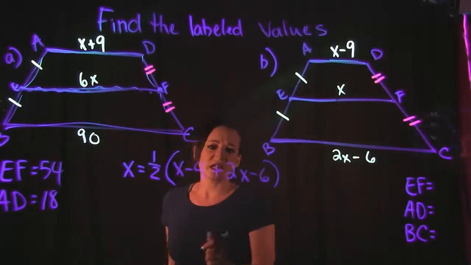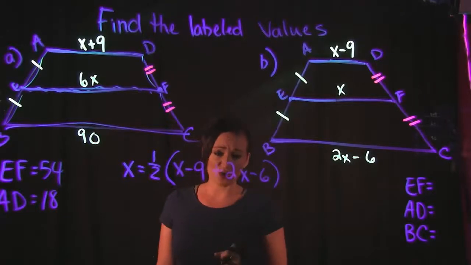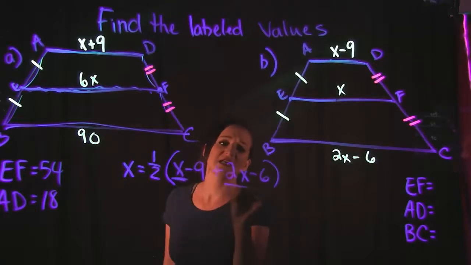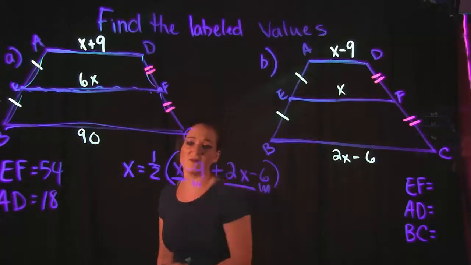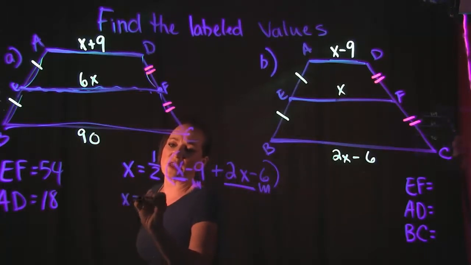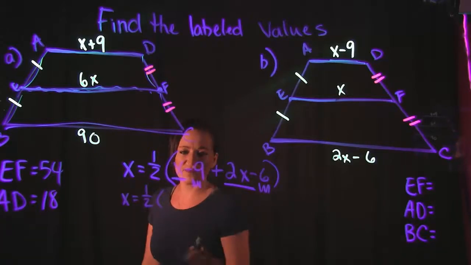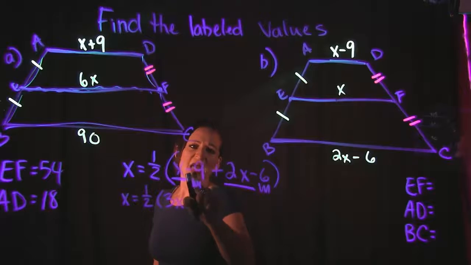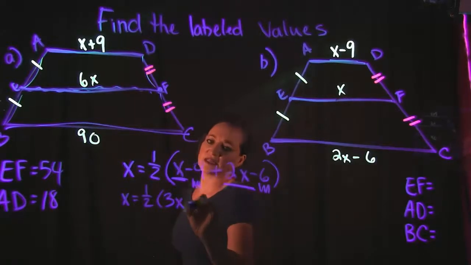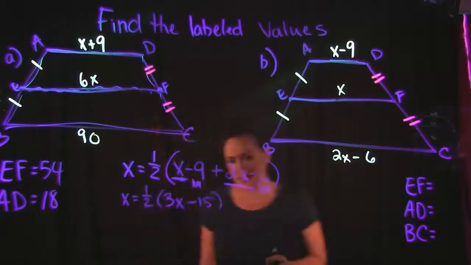Let's do some cleanup inside the parentheses. We do have some like terms that need to be combined. x and 2x can be combined. -9 and -6 can be combined. So let's drop down the x is equal to the 1/2. x plus 2x is 3x. -9 and -6 is a -15.